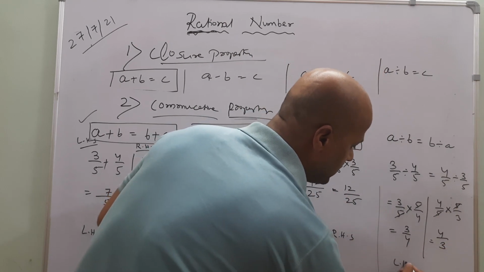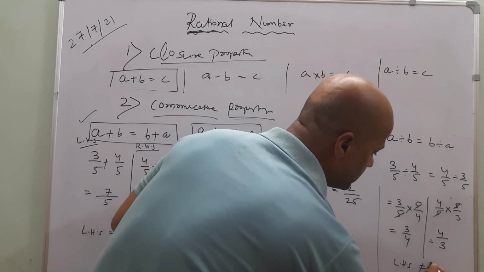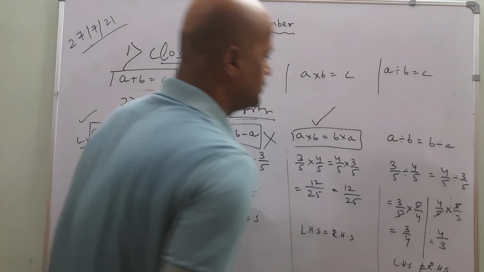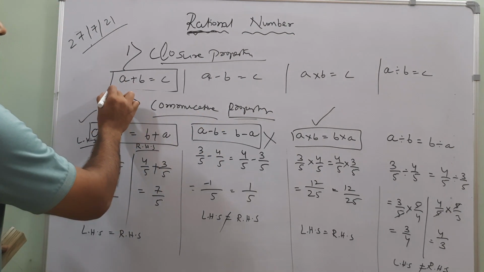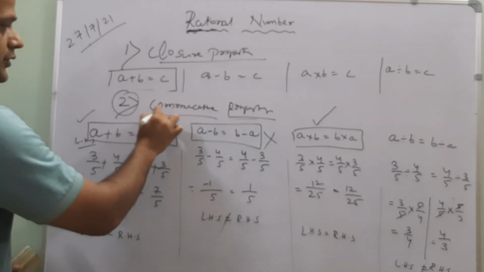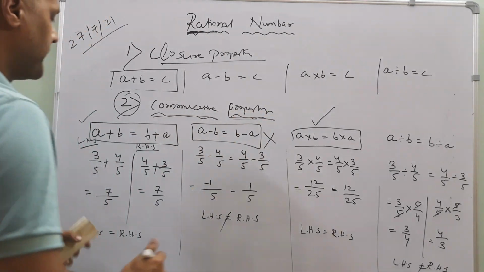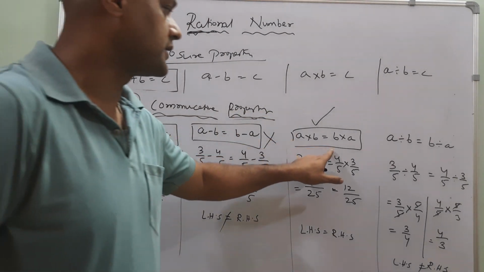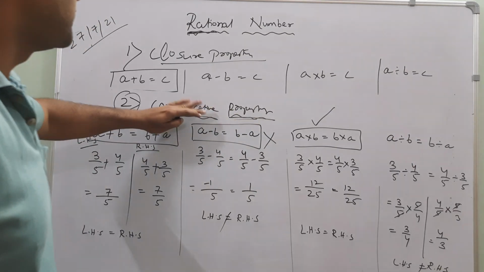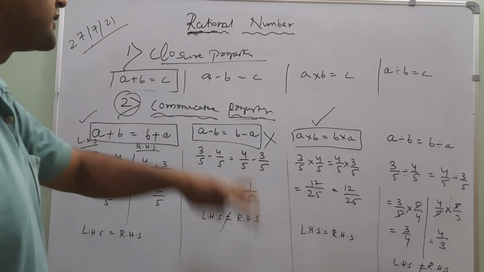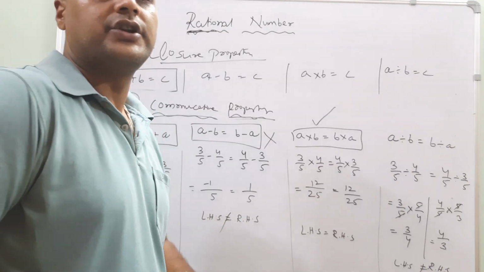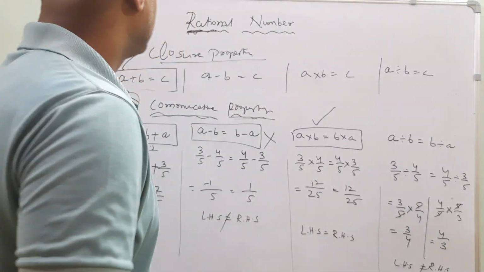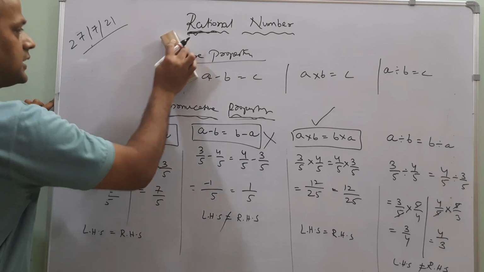Now here LHS is not equal to RHS. Understood? So in the commutative property, only addition and multiplication of the rational numbers follow the commutative property. If the operation is subtraction or division, it does not follow the commutative property. Okay? Now come to the third one.